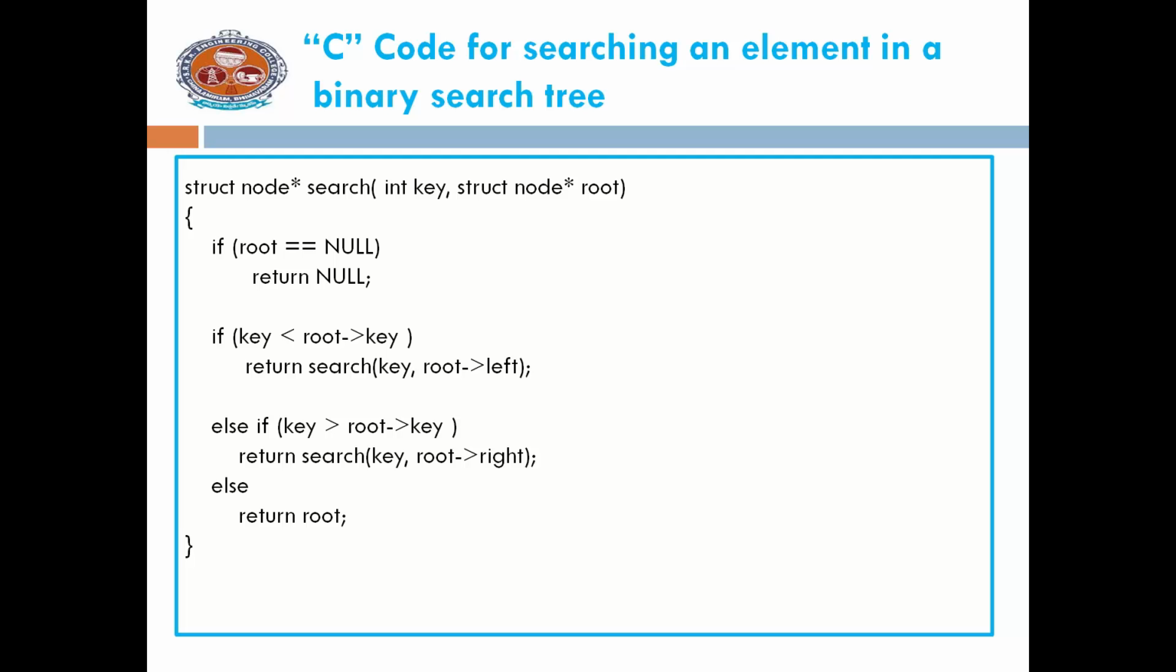then move to the else if block. Else if the search element or key is greater than root of key, that means your search element is greater than the root element, so you have to traverse in which direction? In right direction. That's why you have written a statement: return search of key comma root of right. If these are not the cases, the last case is else: return root.